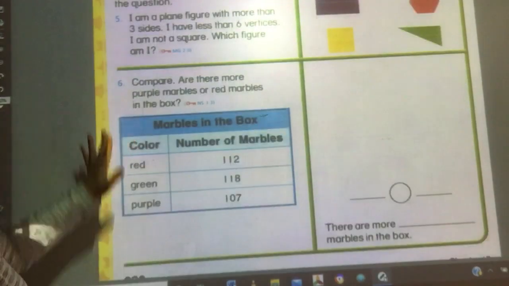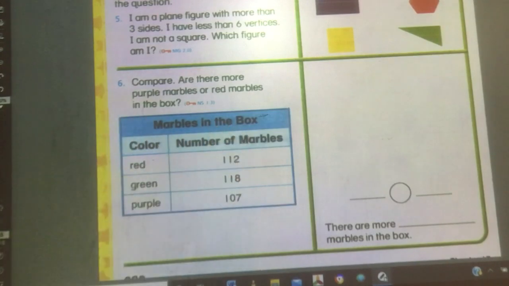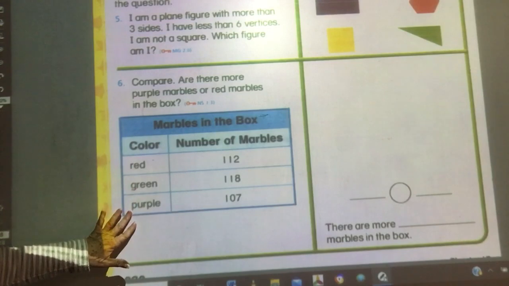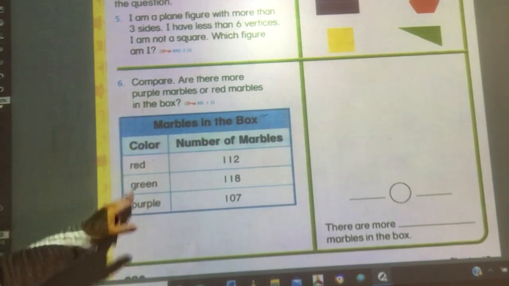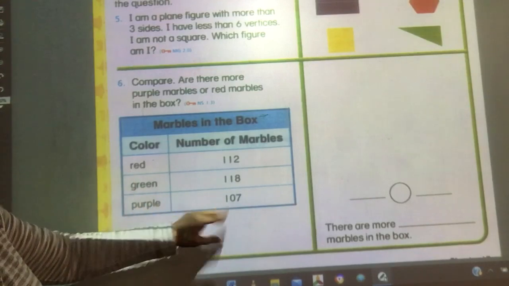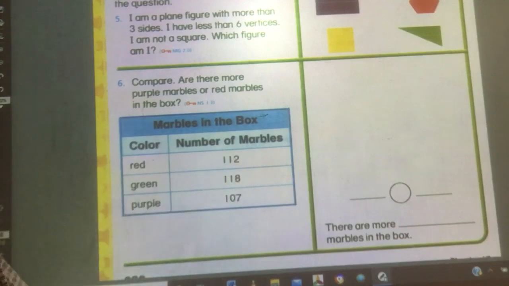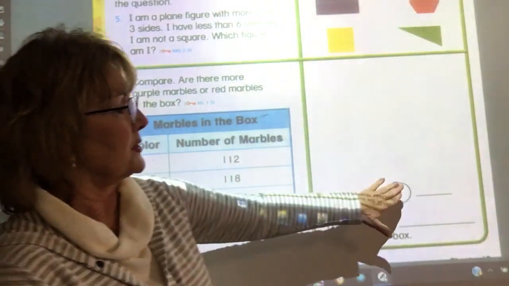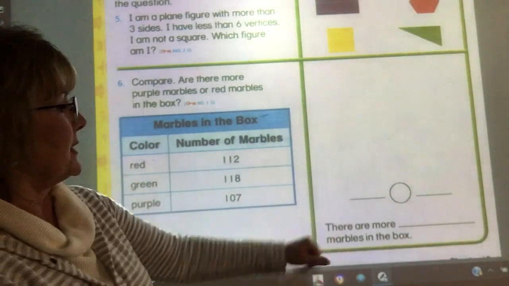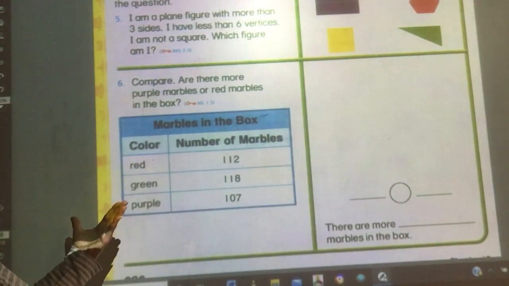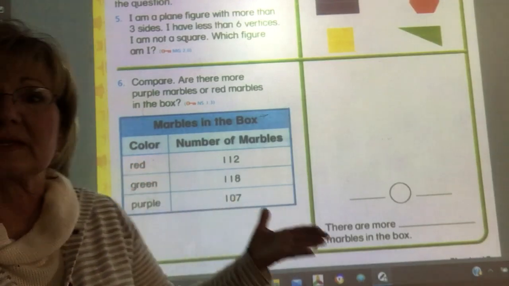Okay? And the last one here, you're comparing marbles in a box. Red, green, purple. Are there more purple marbles or red marbles? So go ahead and take a look, which is greater, 107 or 112. You decide. Put the greater than sign, put the smaller number, and then write, there are more purple marbles. There are more red. You decide.